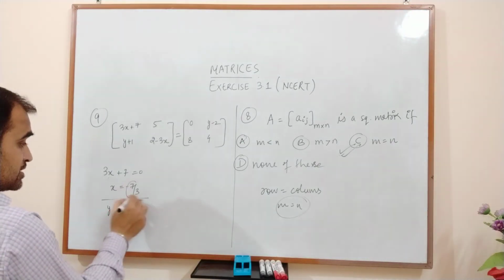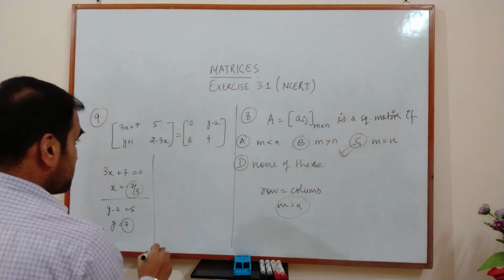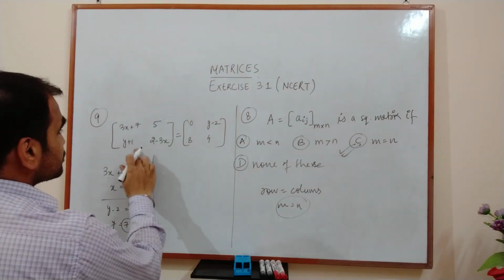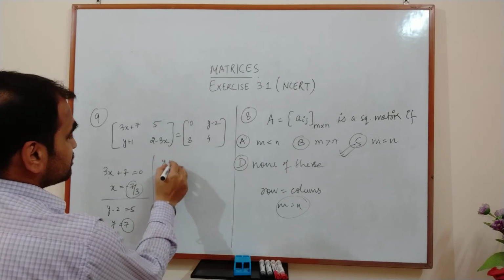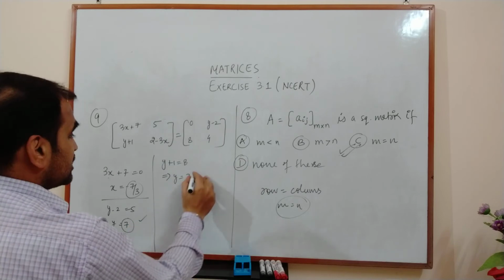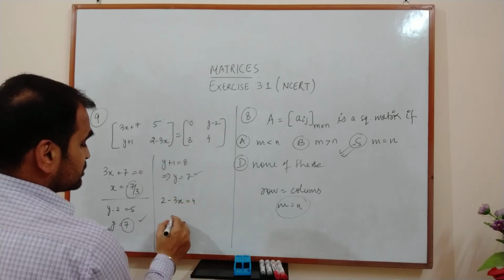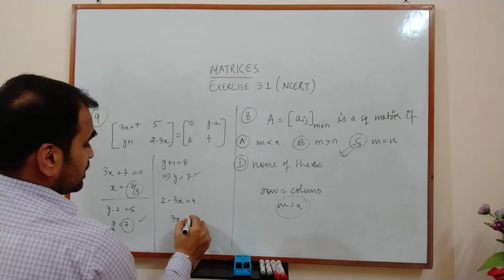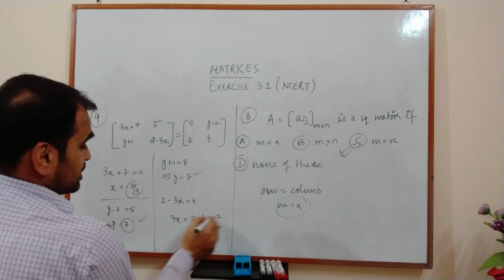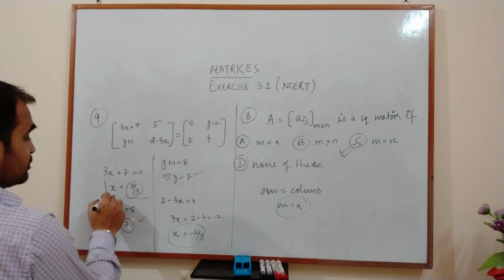5 is equal to y minus 2, so y minus 2 is equal to 5, so y is equal to 7. But stop here, it's not just x is equal to minus 7 by 3 and y is equal to 7. We should check the rest of the elements too, like y plus 1 is equal to 8. So this will give you y is equal to 7. Yes, it is correct. But when you compare the last element, 2 minus 3x is equal to 4. So 3x is equal to 4 minus 2, that is 2, minus 3x is... x is equal to minus 2 by 3. So this value and this value, they are not the same.